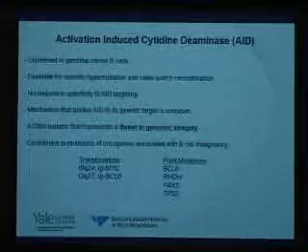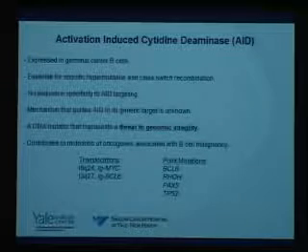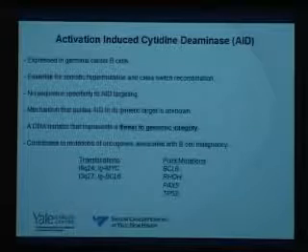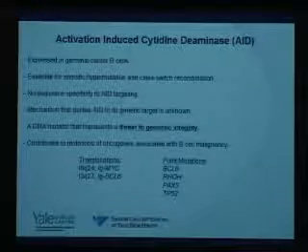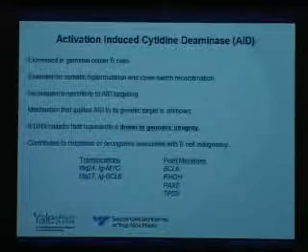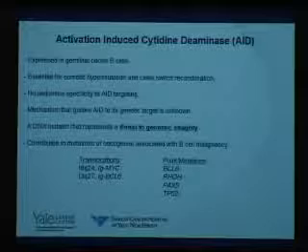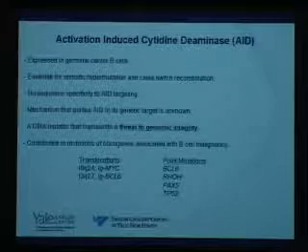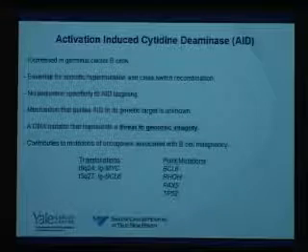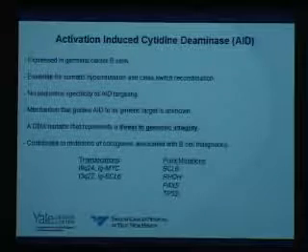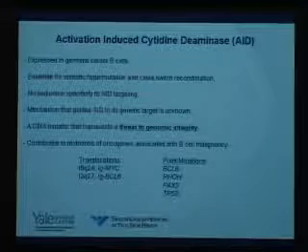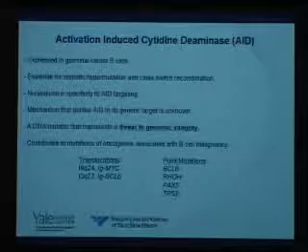So AID is expressed in germinal center B cells almost exclusively. It's essential for somatic hypermutation and class switching, in that mice that are deficient in AID don't switch and they don't mutate. But unlike VDJ recombination, which is a site-specific process that requires the presence of recombination signal sequences that flank the VDJ regions, there doesn't seem to be any real sequence specificity to AID targeting. And the mechanism that guides AID to its genetic target is entirely unknown.